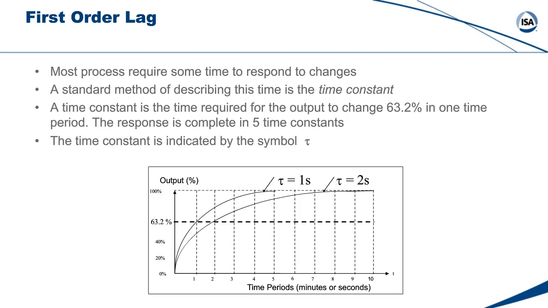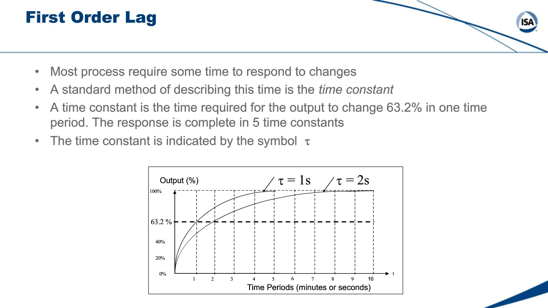The first property of the response curve is the time constant. Like I said before, the new steady state is not instantaneously reached. It takes a little bit of time. And we can describe that time as the variable tau, which is our time constant. This is the time it takes for the process to reach 63.2% of its new steady state value.